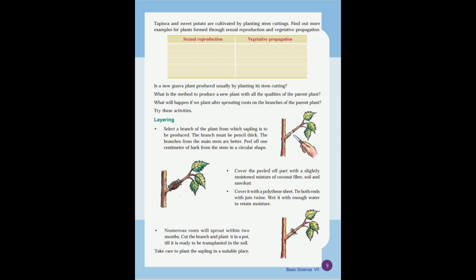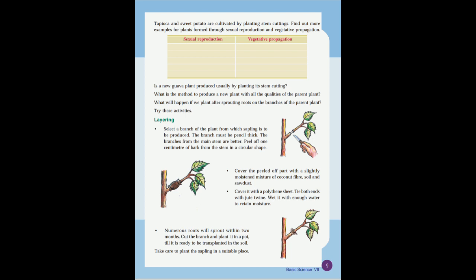For example, in vegetative propagation, you can write about rose, jasmine, mangoes, and all those that are planted from other parts of a plant. And for sexual reproduction, you have to write the plants that grow from a seed. For example, a brinjal. Is it clear, dear students? Complete the table. Now, after completing the table, let's move forward.